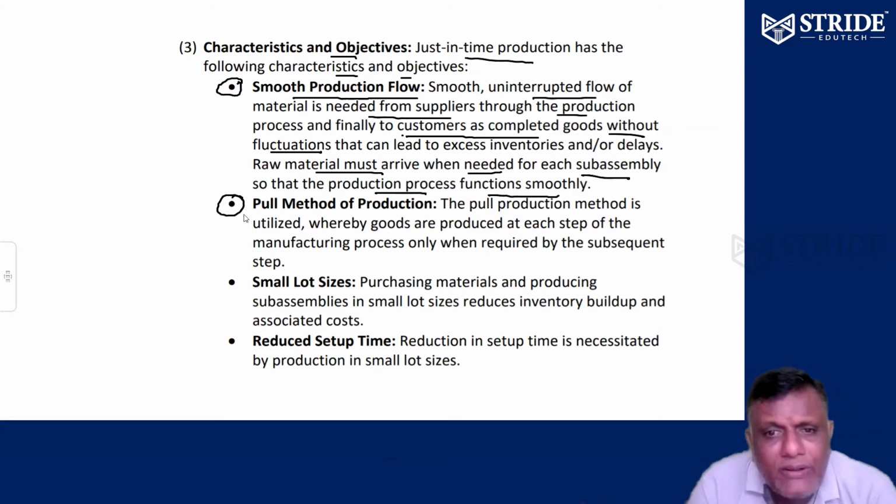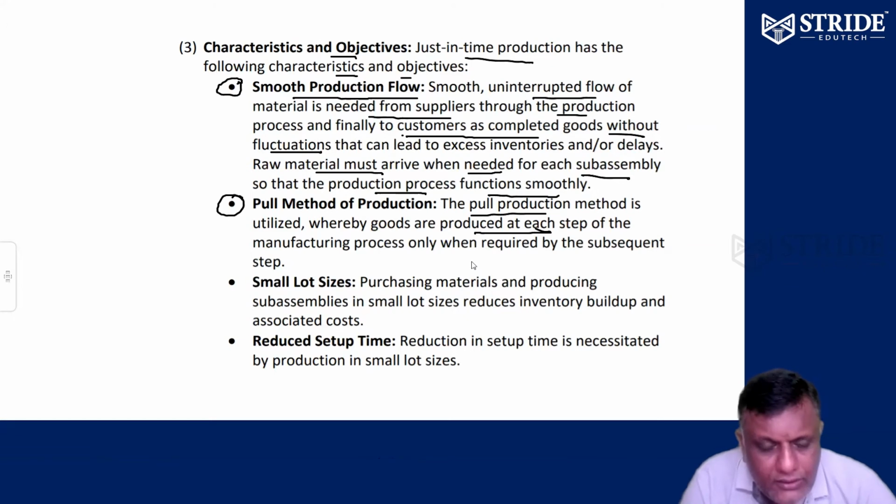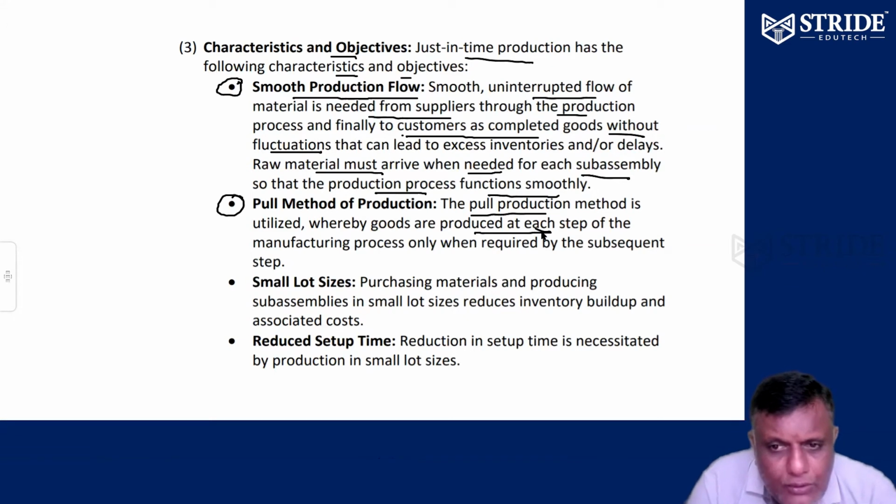Number two, pull method of production, which means the pull method is used at each and every stage of production. Demand started, then pull it. Just give a sign, pull it. So at each and every stage of the manufacturing process, the pull production method will be applied. Demand started, pull it.